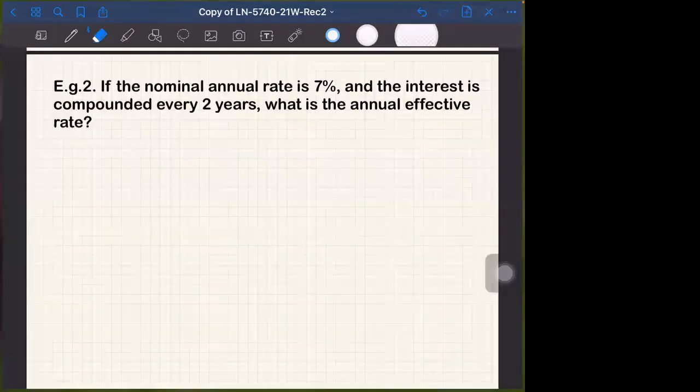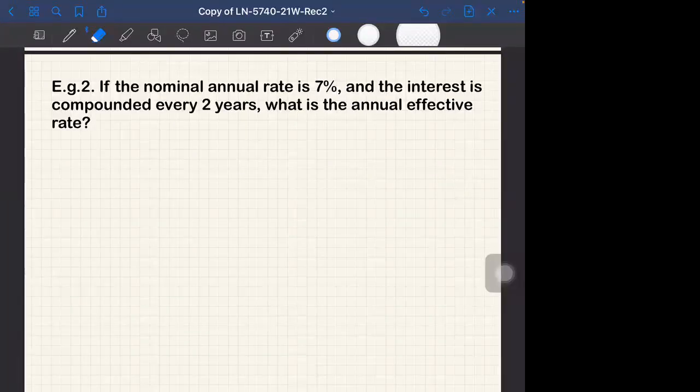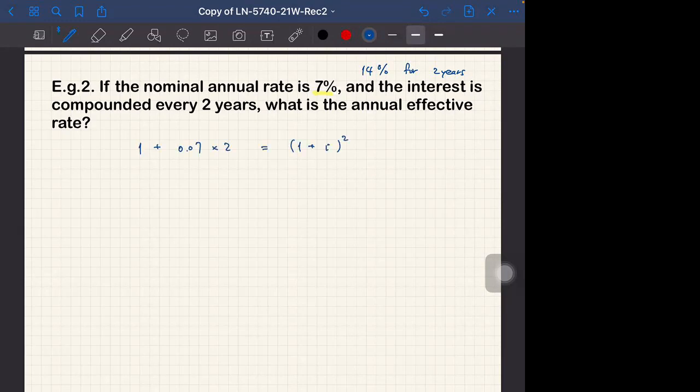And here is a little more complicated example. If the nominal annual rate is 7% and the interest is compounded every 2 years, that means after 2 years the interest starts to compound. So rather than 7%, it actually means 14% for 2 years. Then what is the annual effective rate? So 14% for 2 years, that means 1 plus 0.07 times 2 equals the annual effective rate squared, so (1 + i) squared.